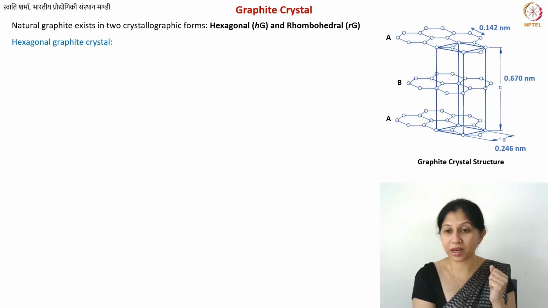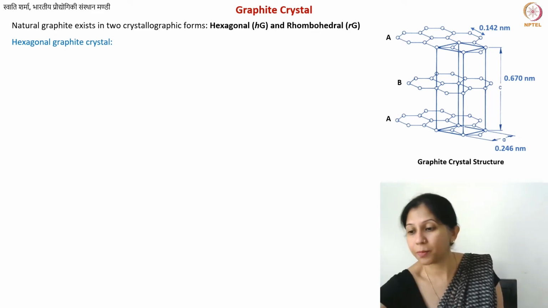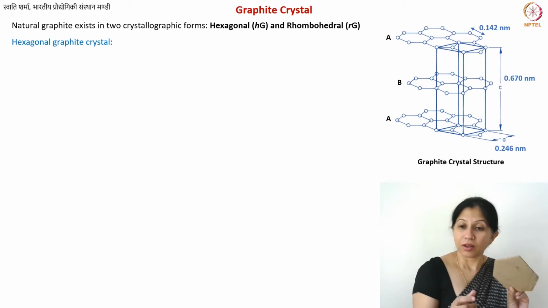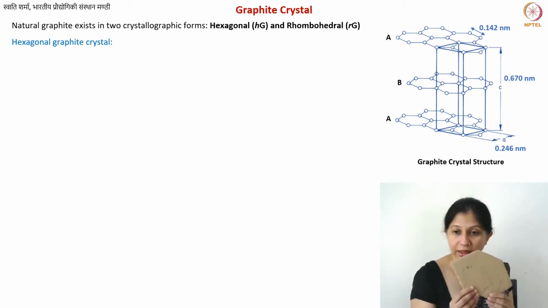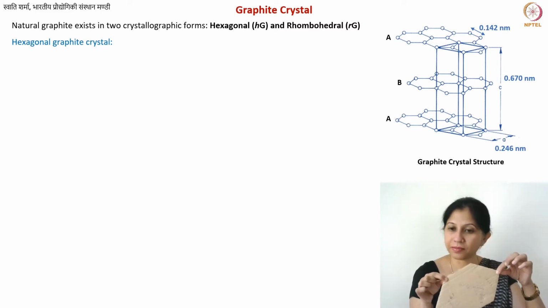Now there are different crystal parameters. You see the value of A. If this is my one hexagon, the value of A is the separation between this and this. So here, if you draw a line, that is going to be your value of A.